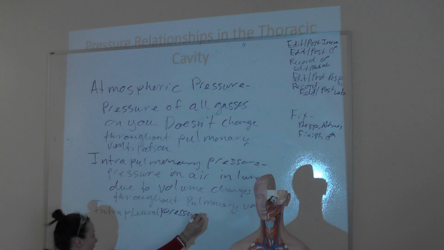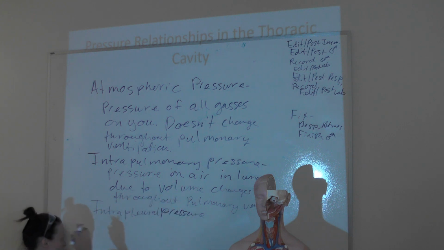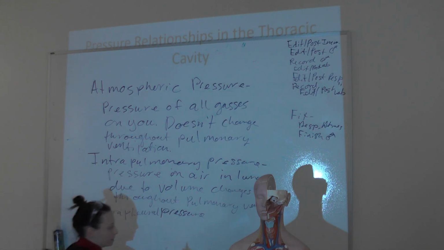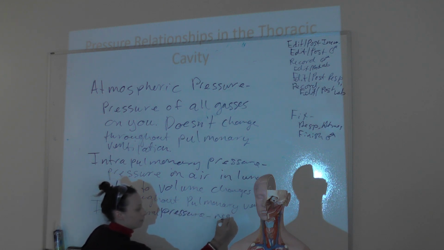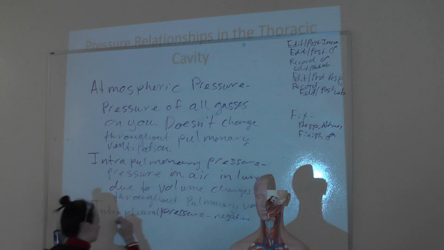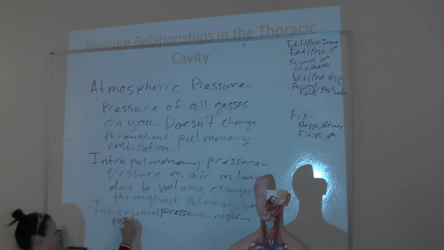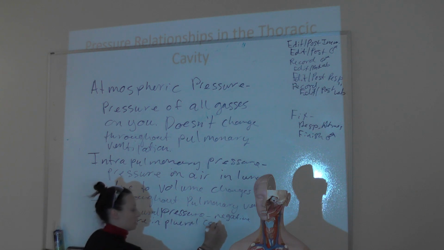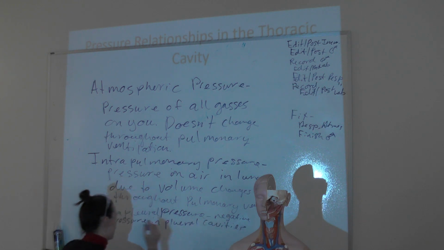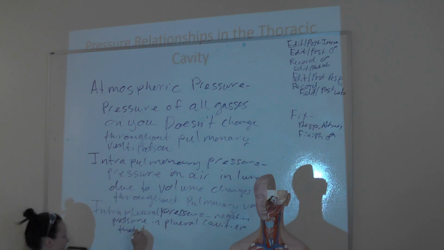Okay, so intrapleural pressure is the negative pressure due to the relationship of the pleural membranes to the thorax, and it's going to change continuously with intrapulmonary pressure. All it's really going to do is keep the lungs inflated. Intrapleural pressure: negative pressure in the pleural cavity that keeps the lungs inflated.